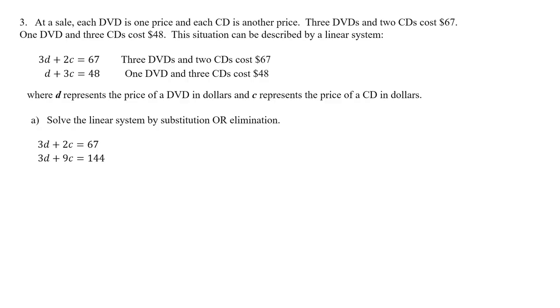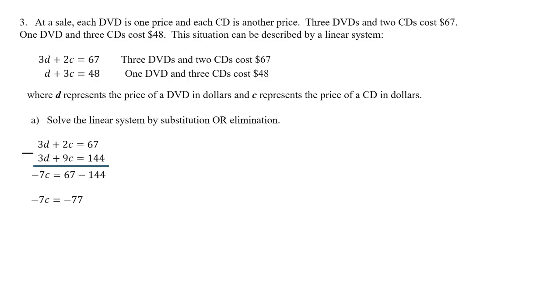Our first equation was already 3D plus 2C equals 67. Our D's match up, and they're both positive. So once again, we will use subtraction to get rid of the D's. 3D minus 3D equals 0D. 2C minus 9C equals negative 7C. 67 minus 144 gives us negative 77.